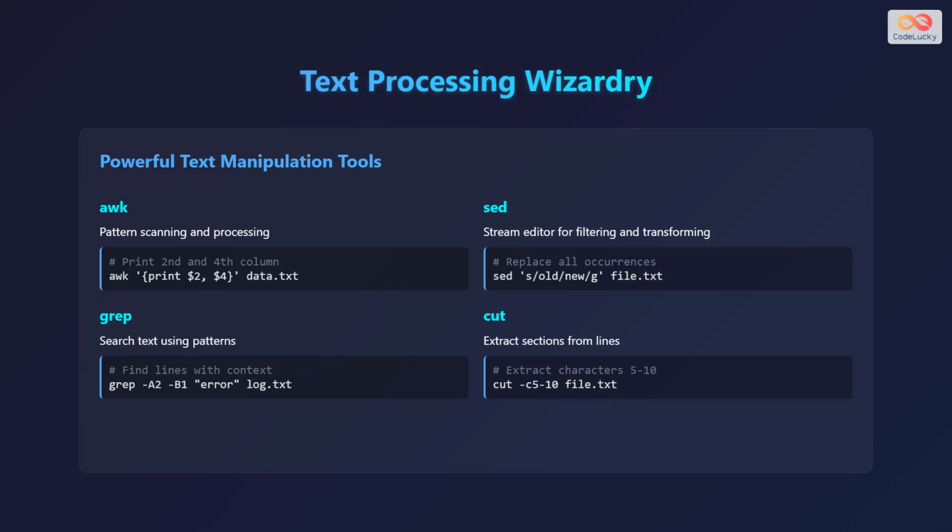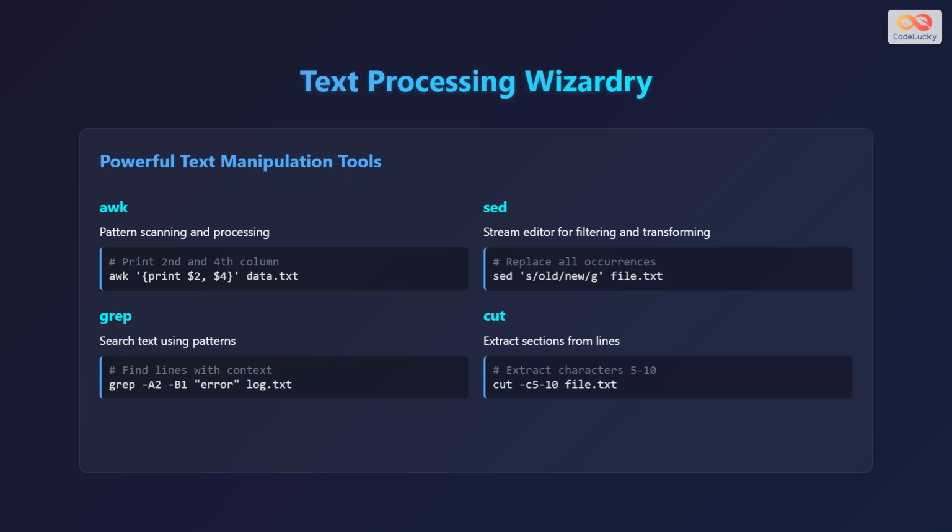sed is a stream editor for filtering and transforming text. To replace all occurrences of a pattern in a file, use sed 's/old/new/g' file.txt. grep searches text using patterns. To find lines with context, like the lines before and after a matching line, use grep -A2 -B1 "error" log.txt. This will show 2 lines after and 1 line before each line containing the word error.